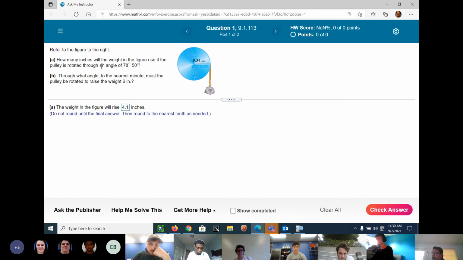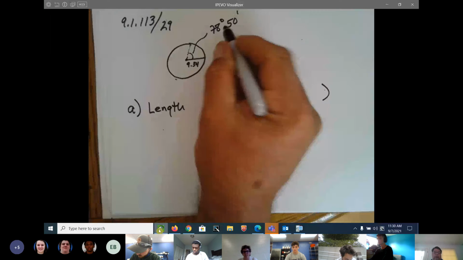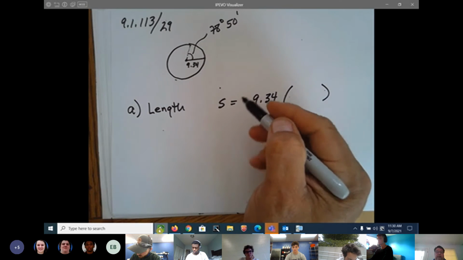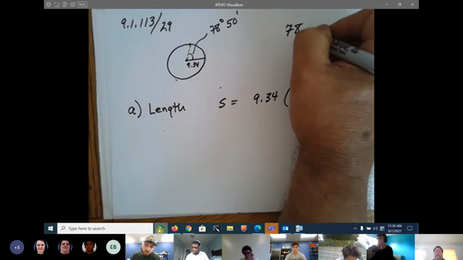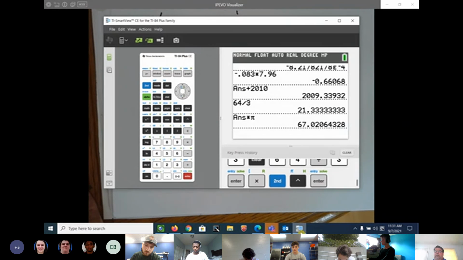So S is equal to 9.34 times, well, we got to change 78 degrees 50 minutes into radians. So that means 78 and 50 divided by 60. We can put that in a decimal, or you can actually use the calculator. I'll bring y'all up to speed with the calculator. Take 78, 50.